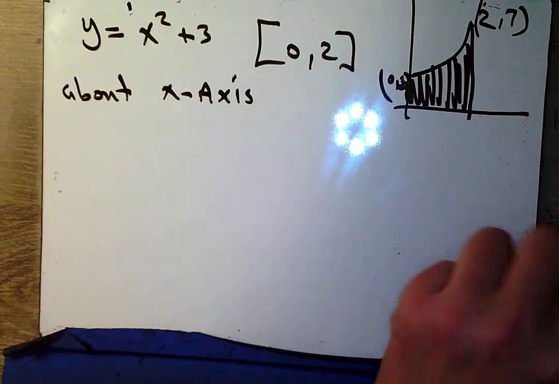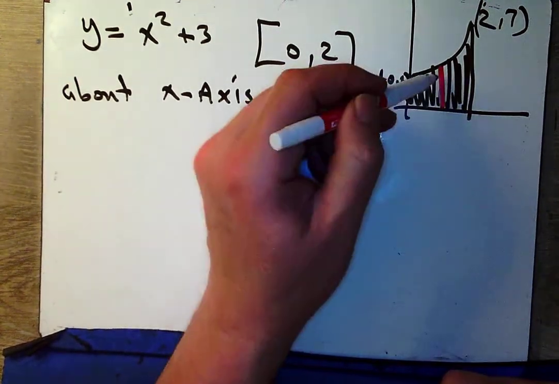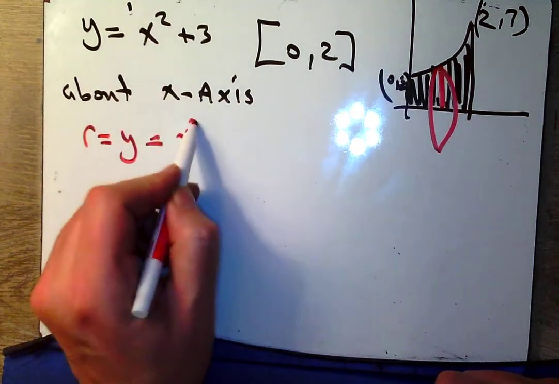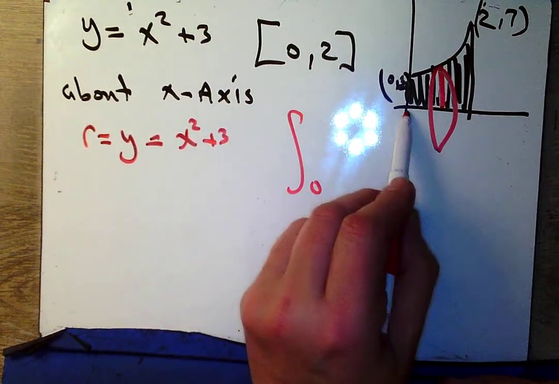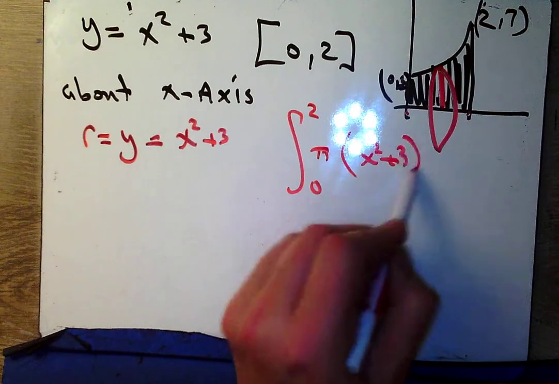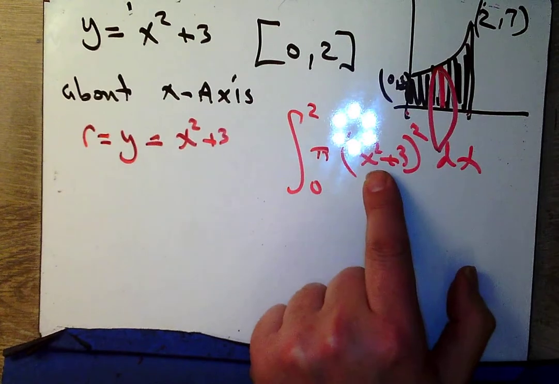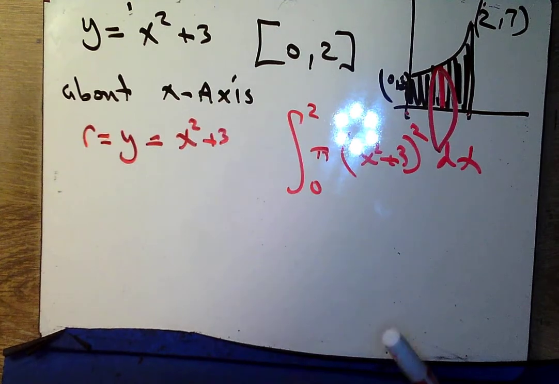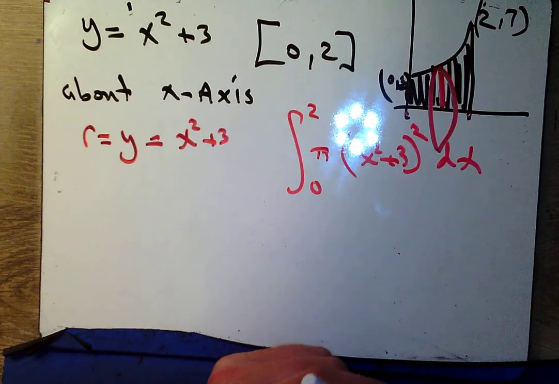Okay. So if I'm doing x-axis here, I think a disk is going to be easiest. So my radius is my y value, also known as x squared plus 3. And so I'm going to integrate from 0 to 2 pi times (x squared plus 3) squared dx. If I had to do this by hand, I would FOIL and then do my antiderivatives and definitely pull that constant out.